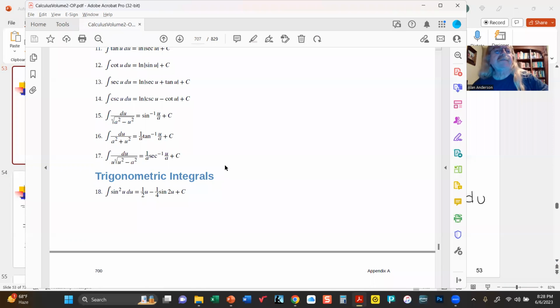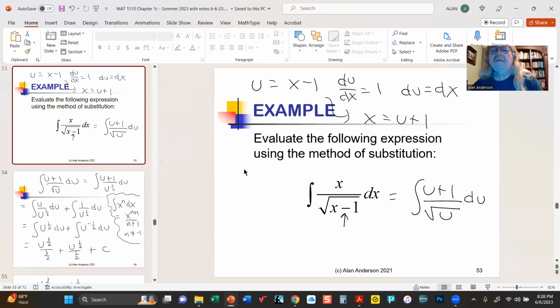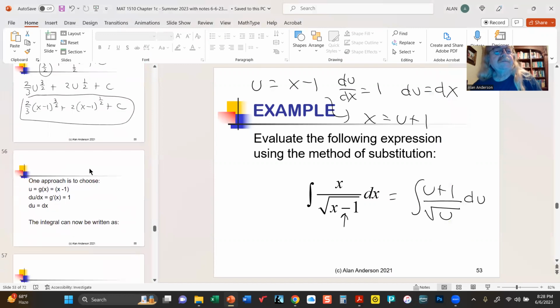Like if we had du over square root of a squared minus u squared, a is just some constant. That means we already are done because we have the arc sine of u over a plus c. We didn't have that, but in some cases you might actually have one of those cases, and then obviously you'd be finished very quickly.